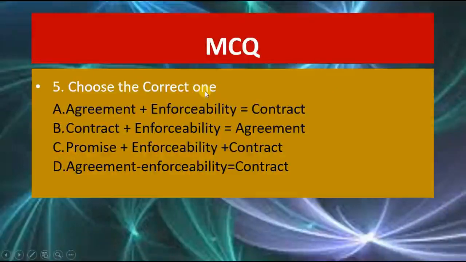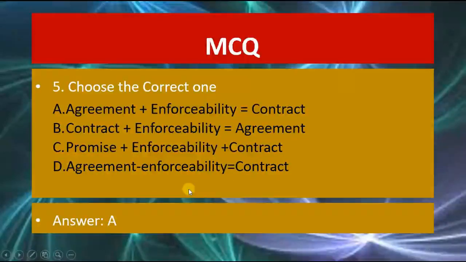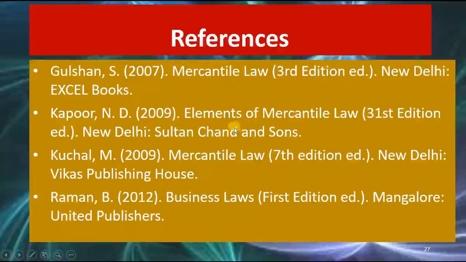Choose the correct one. Agreement plus enforceability equals contract. Contract plus enforceability is equal to agreement. Promise plus enforceability equals contract. Agreement minus enforceability equals contract. Little confusing, but I'm sure you'll guess the answer, that is agreement plus enforceability equals contract.